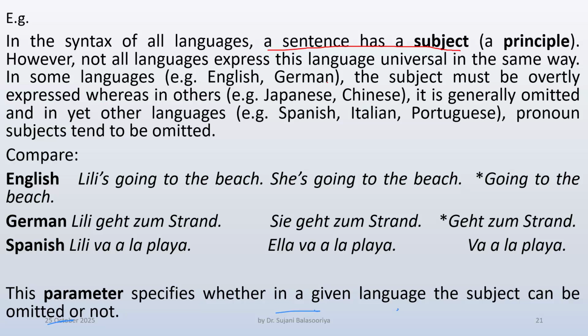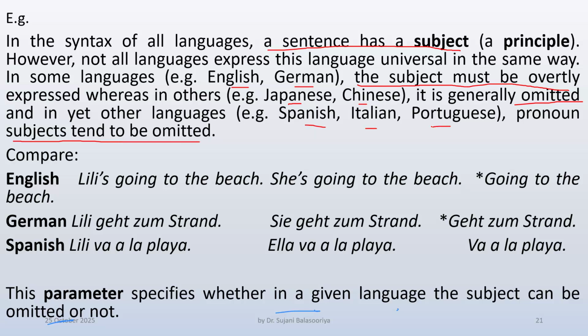One way is that the subject must be overtly expressed. Overtly means explicitly; we can see the subject. Example languages are English and German. Another situation is that the subject is omitted, like in Japanese and Chinese. And the third way of using the subject is that pronoun subjects tend to be omitted. Other subjects are used, but when there is a pronoun in the subject position, it is omitted. Usually that happens in Spanish and Italian.